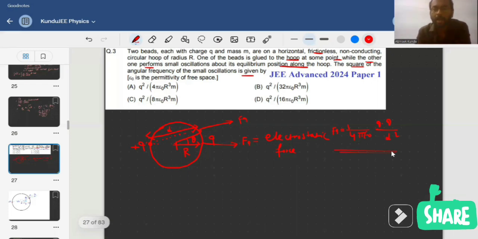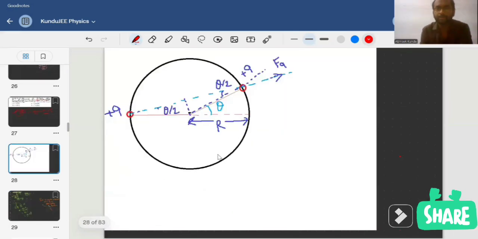Now we'll go to the fresh diagram I have drawn for you separately. It is displaced by a small angle theta. If this is theta, how much angle will this distance D make with this radius? Theta by 2 only, because if this is theta, this must be theta by 2, and this angle should also be theta by 2 because this is R, this is also R, so the angle will be the same.